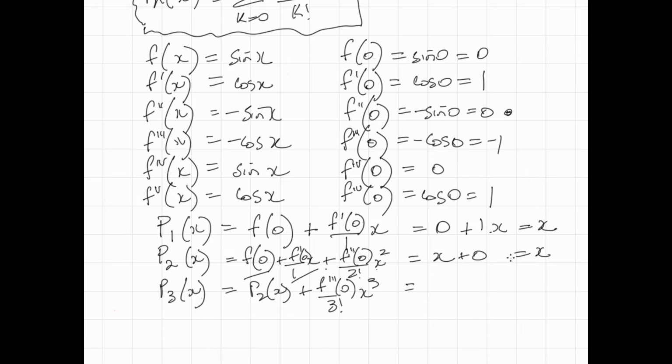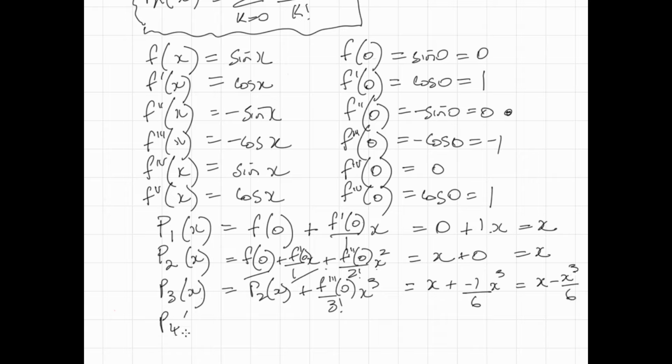Now we know that P2 is just equal to x plus the third derivative. I'll pick up from there, so that's negative 1 over 3 factorial. 3 factorial is 3 times 2 times 1, which is equal to 6. And that'll be x cubed. So that'll be x minus x cubed on 6. So there's the third order.